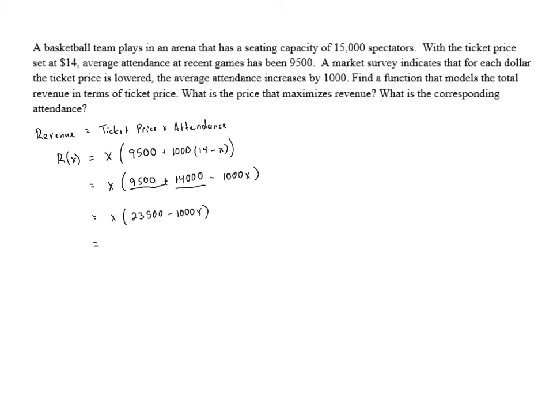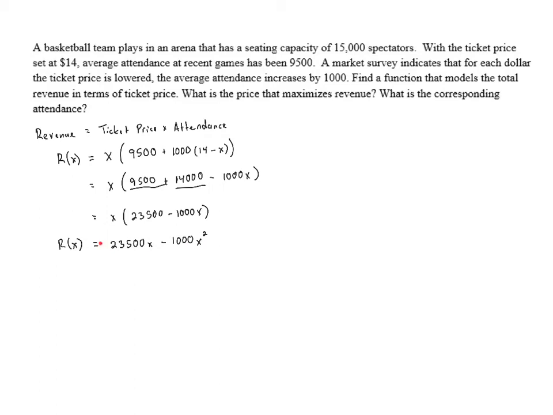And if we distribute that x out front, that gives us 23,500x minus 1,000x squared. So this is the expanded version of our revenue function in terms of ticket price. So we have found our function that models the total revenue in terms of ticket price. Now we need to find the price that maximizes revenue and figure out the corresponding attendance.